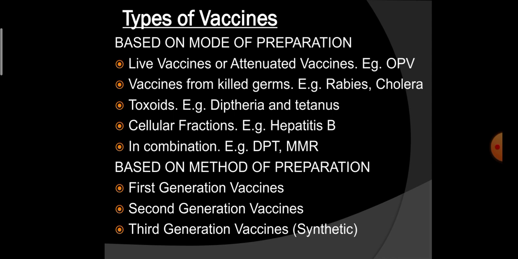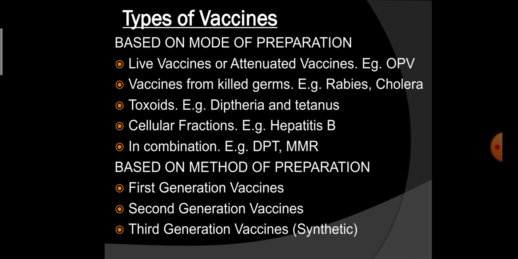Cellular fractions: extracting cellular fractions from the microbes. Okay, for pneumonia, hepatitis, all those are from cellular fractions. Combination vaccines are when two or three microorganisms are combined in the vaccine. In that case, it is effective for all the specified diseases, like MMR, DPT. MMR is for measles, mumps and rubella.